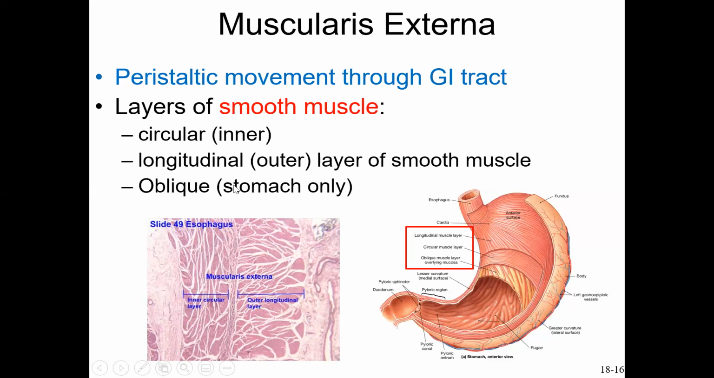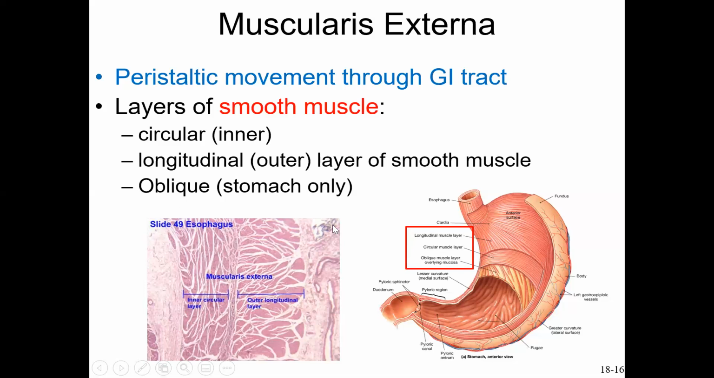And then in the stomach only, you have a 3rd layer, which is called the oblique layer. And oblique means at an angle. So you'll have that additional layer, and we'll talk more about why the stomach has an extra layer when we get to the stomach.